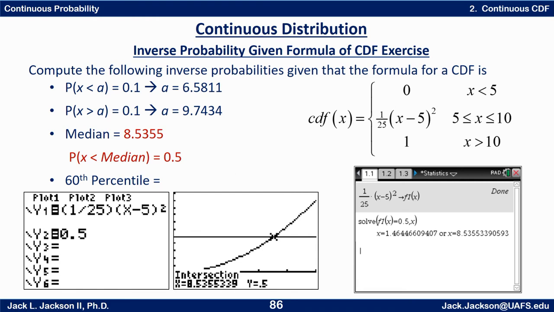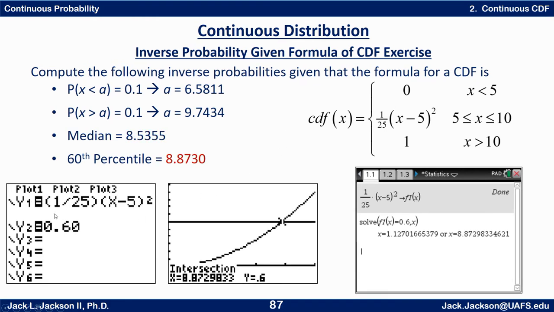All right, well, you're back. I hope that means you've worked this out. So it's important that you try some of these on your own. You should have known that 60th percentile means there's 60% probability to the left. So you just change that to 0.6, graph that, and we get that to work out. And there we go. Or do the solve over here. Again, this one has a solution we throw out. We keep this one here.